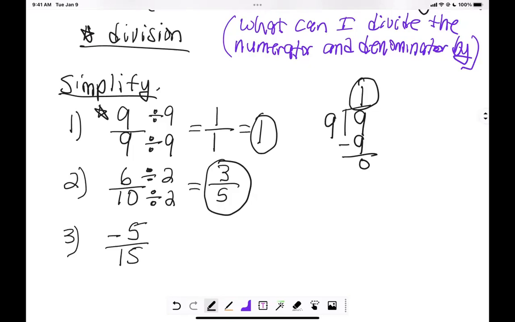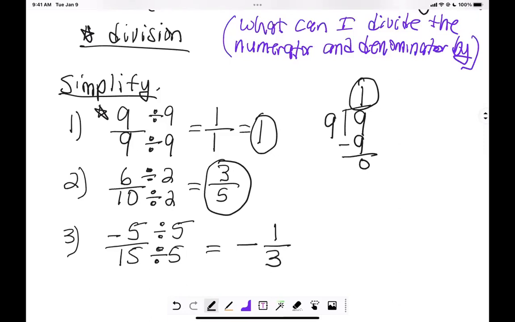I'll put a negative number in there. Negative 5 over 15. What can I divide both of them by? They're all multiples of 5, right? 5, 10, 15. I can divide both of them by 5. And my answer, since it's a negative, has to be a negative. I only have one negative. 5 divided by 5 is 1. 15 divided by 5 is 3.